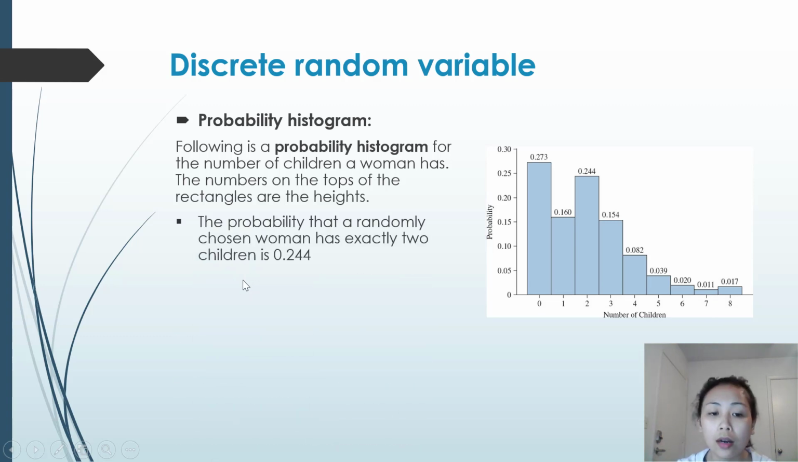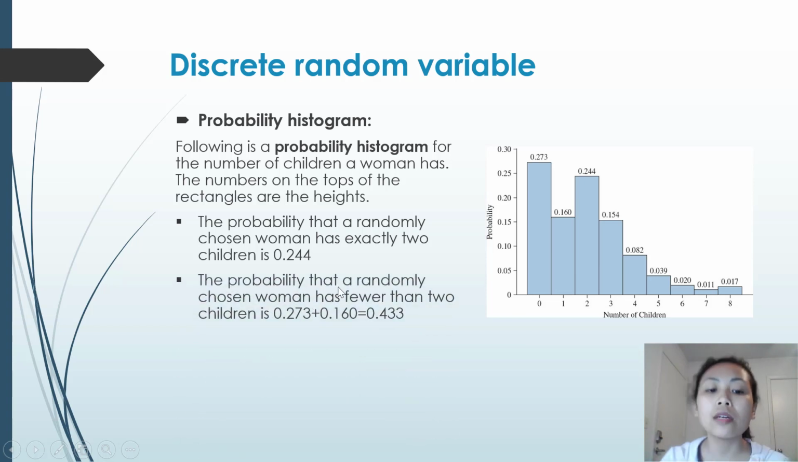Suppose the question asks you for the probability that a randomly chosen woman has 2 children. So the probability is 0.244. The probability that a randomly chosen woman has fewer than 2 children. So fewer than 2 means either 0 or 1. So we add these two rectangles together. We have 0.273 plus 0.160, which is 0.433.